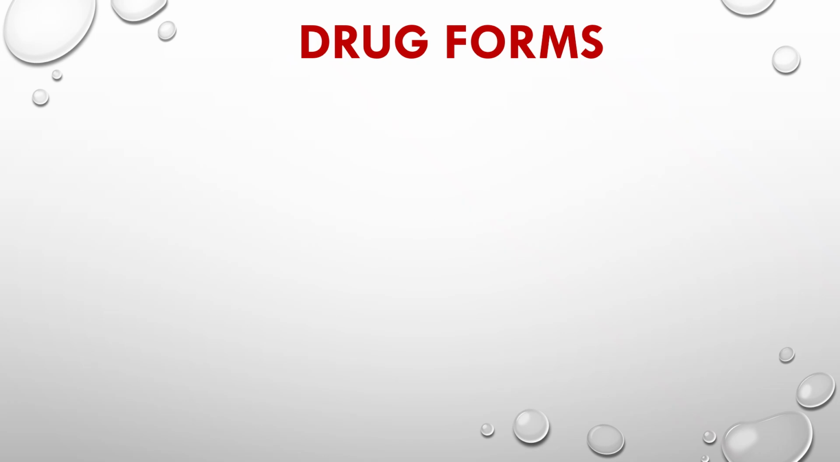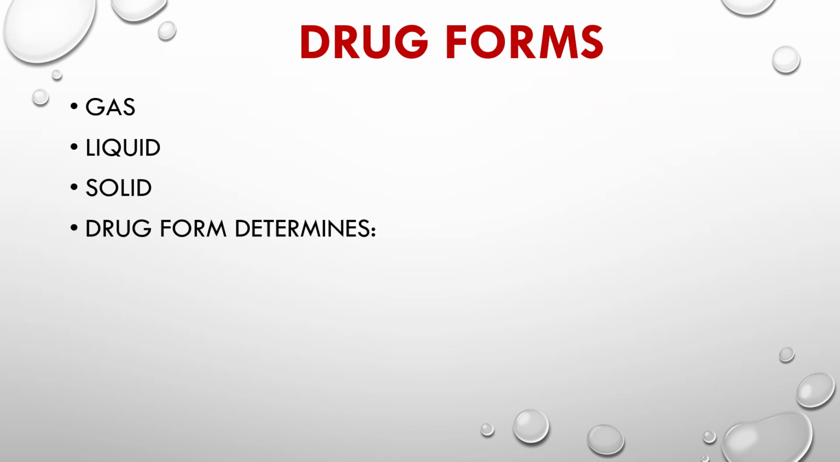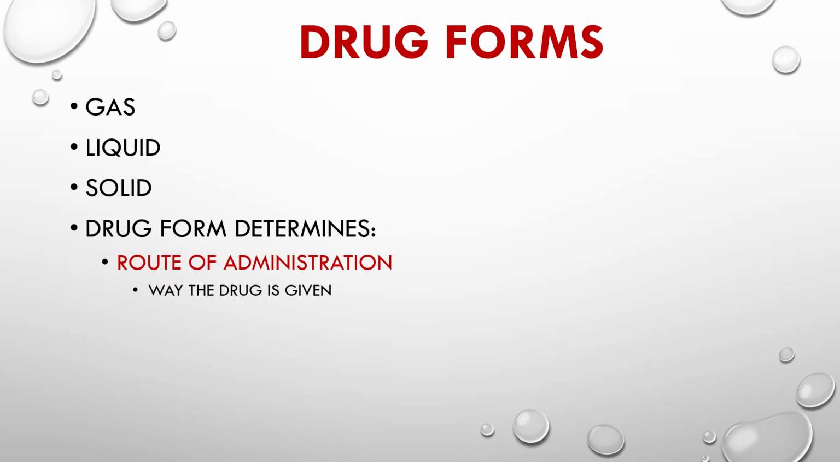So we have 3 different drug forms. We have gases, we have liquids, and we have solids. Now the form of that drug determines a few different things. One is the route of administration, which is just how the drug is given. So, we're not going to be able to administer a drug that's in a gas form the same way we would administer one in a liquid. So, if it's in a gas, it has to be inhaled, whereas if it's a liquid, we don't want them to inhale a liquid. So it determines the route of administration.